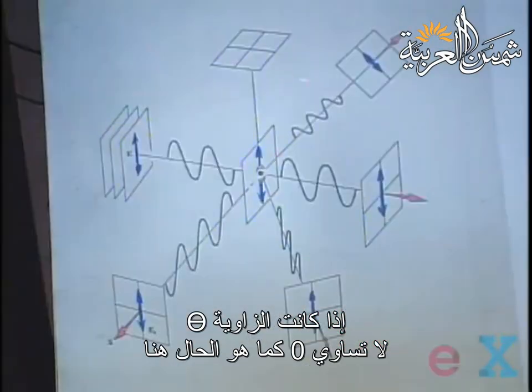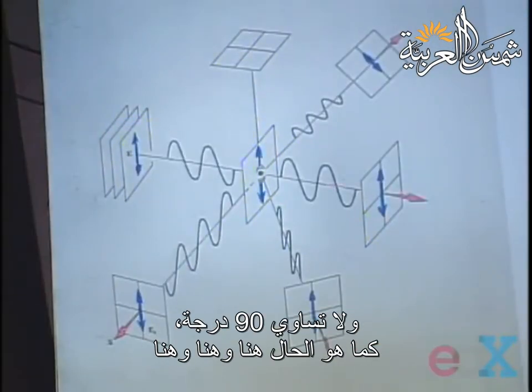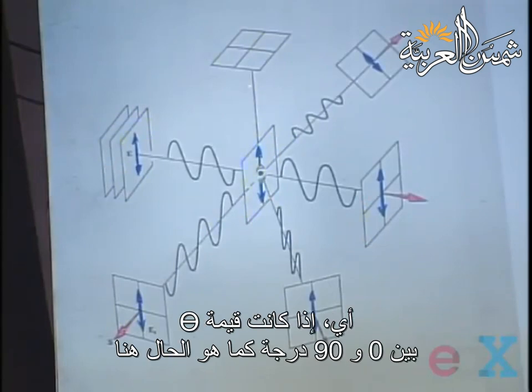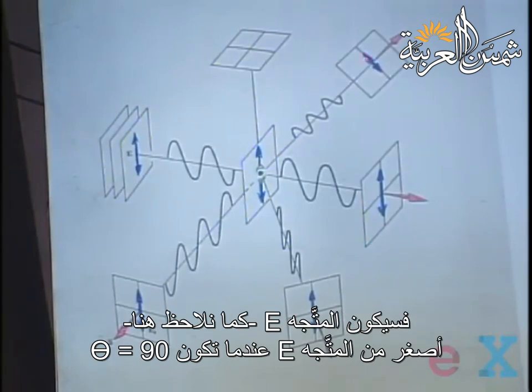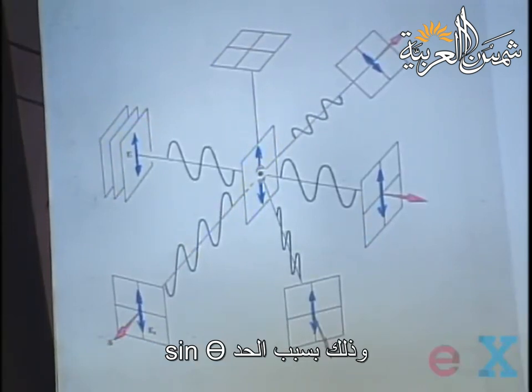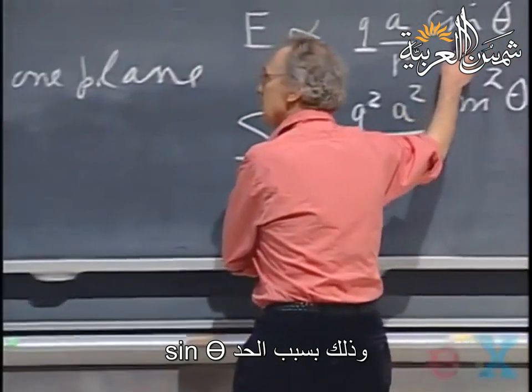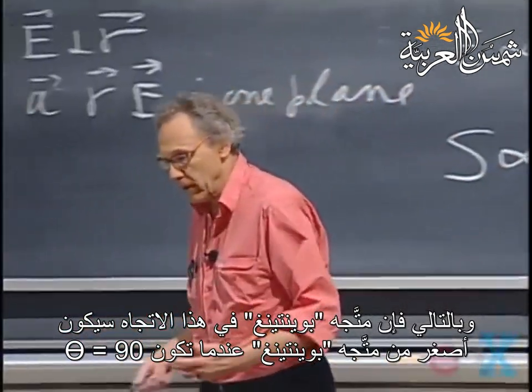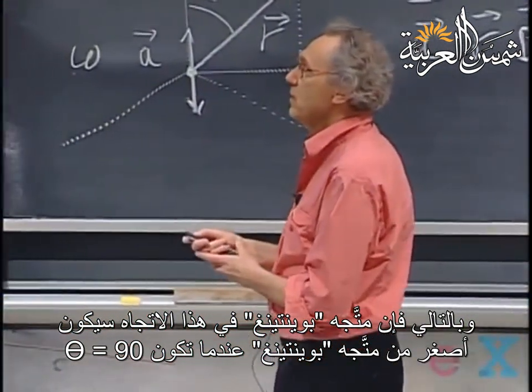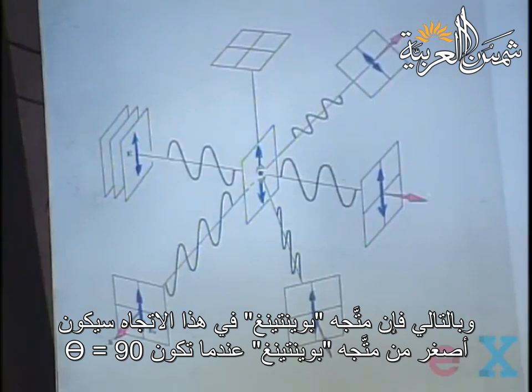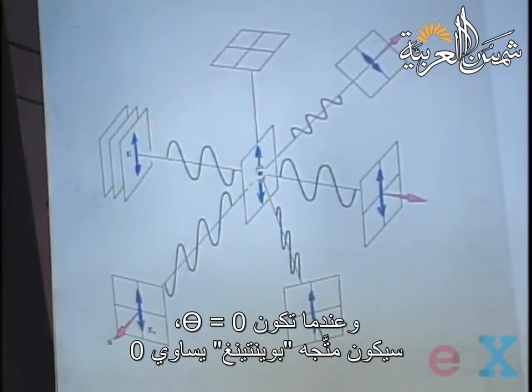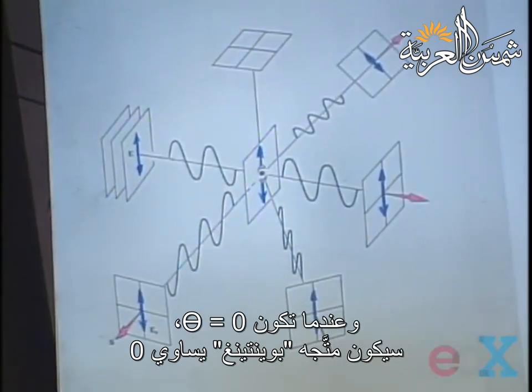And if you go at an angle theta, which is neither 0, which it is here, nor 90 degrees, which it is here, here, and here, but if you have something in between, then notice that the E vector here is drawn a little smaller. That is that sine theta here. And consequently, the pointing vector in that direction will be smaller than in this direction. And in this direction, the pointing vector will be 0.